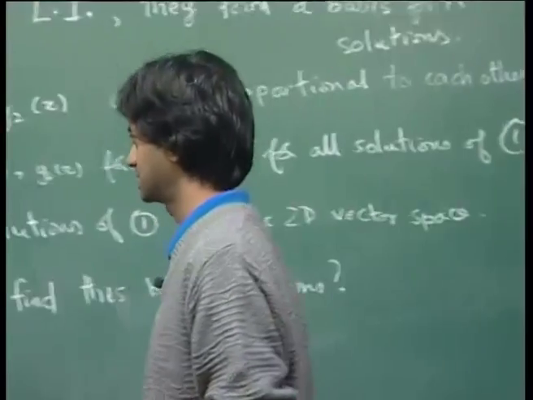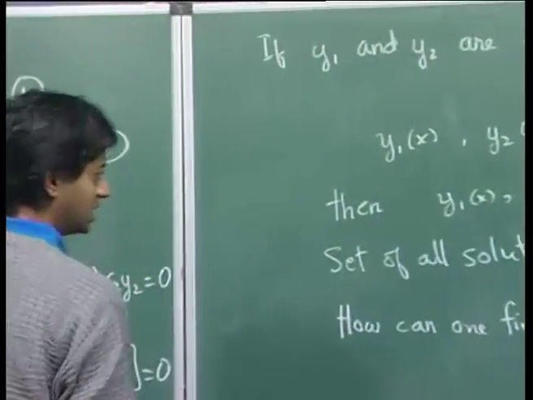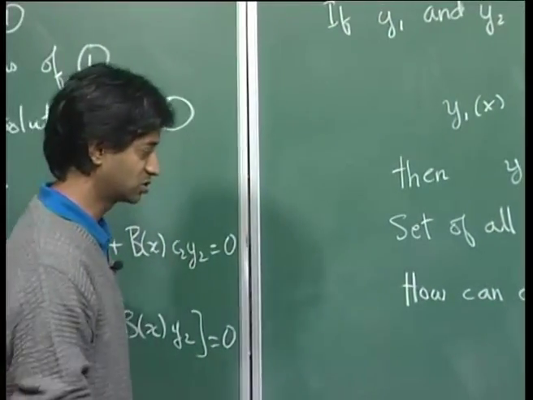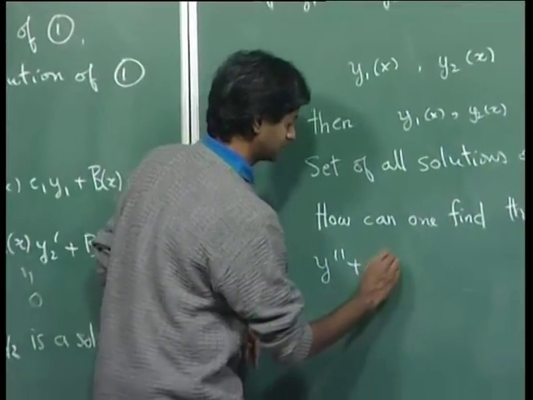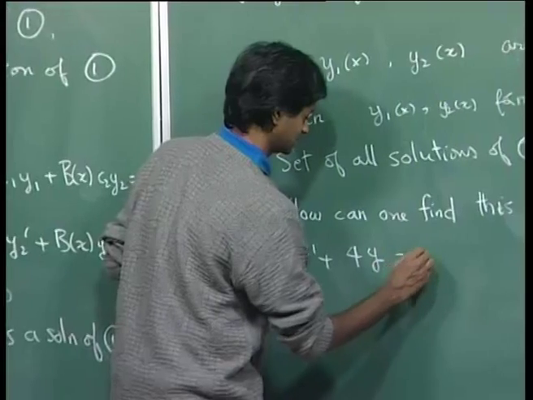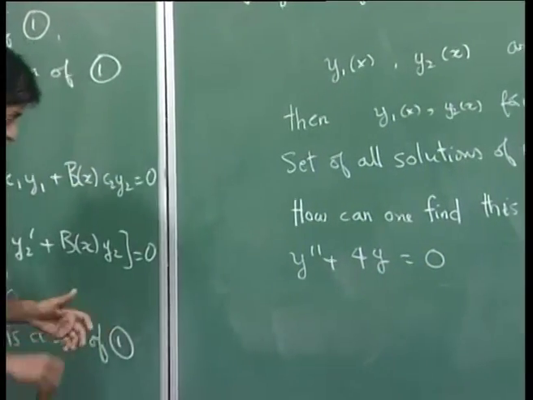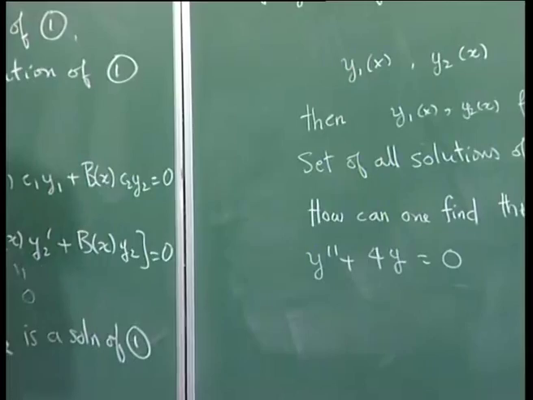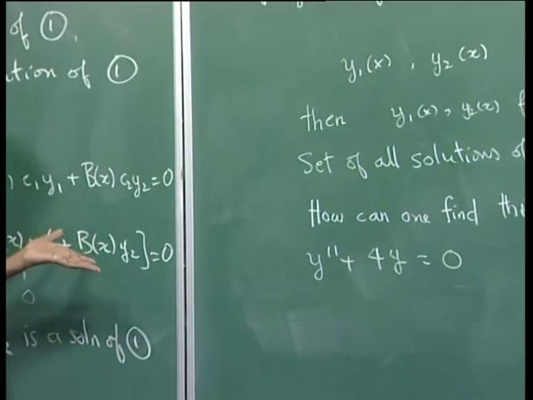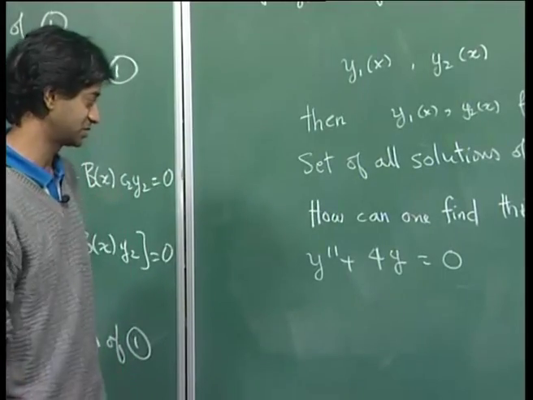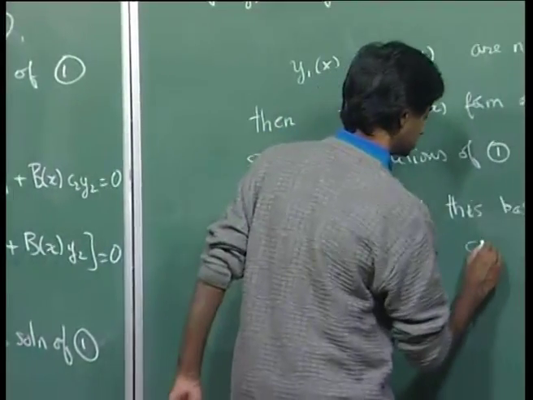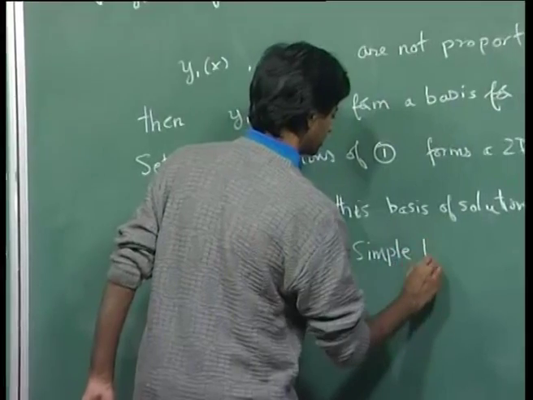So let's take a very simple example, and we'll see how this works. We'll take an example where we are familiar with the solutions, and then later on we'll go to more complicated cases. So let's take the example y double prime plus 4y equal to 0. You will immediately tell me that this equation is of the form of a simple harmonic oscillator.